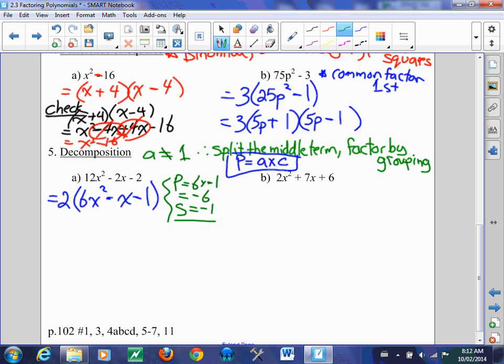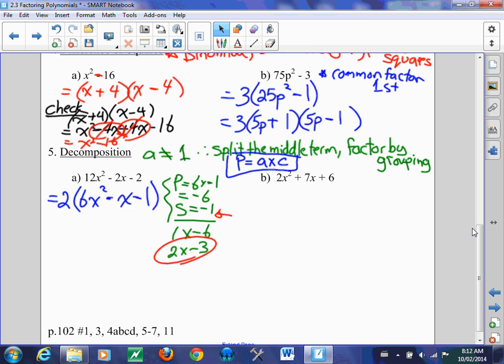That doesn't change. Okay? So we notice, ladies and gentlemen, the product is negative, which means one's got to be a positive, one's got to be negative. And the sum is negative, which means the biggest number has to be negative. So I could either go 1 times negative 6 or 2 times negative 3. Looking at that, the only one that makes a sum of negative 1 is our second expression.